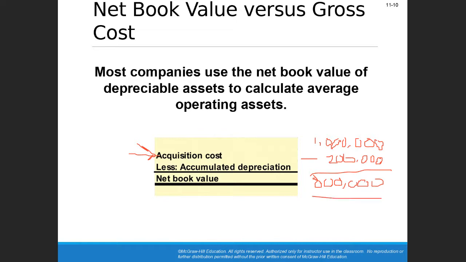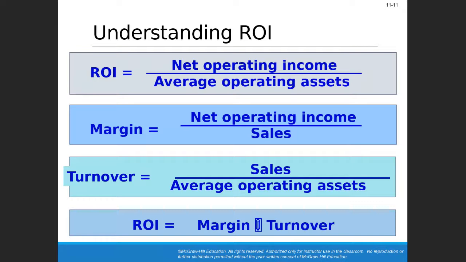All right. So that's when we talk about investment assets for return on investment. We're talking about what our assets are. It's historic cost or acquisition cost minus accumulated depreciation equals net book value. So don't forget we're taking the accumulated depreciation out.